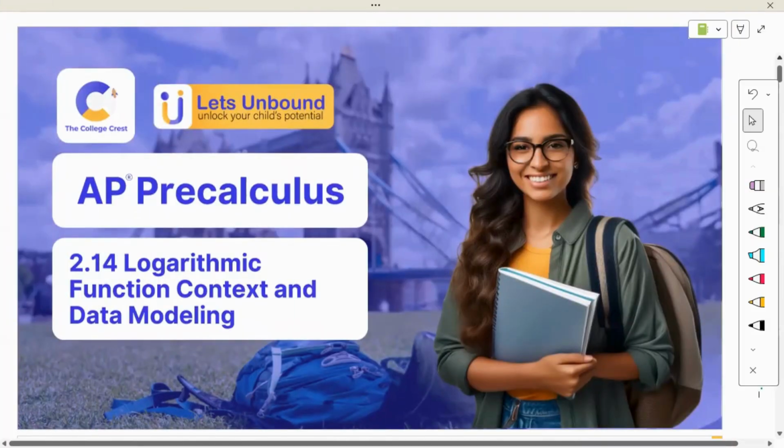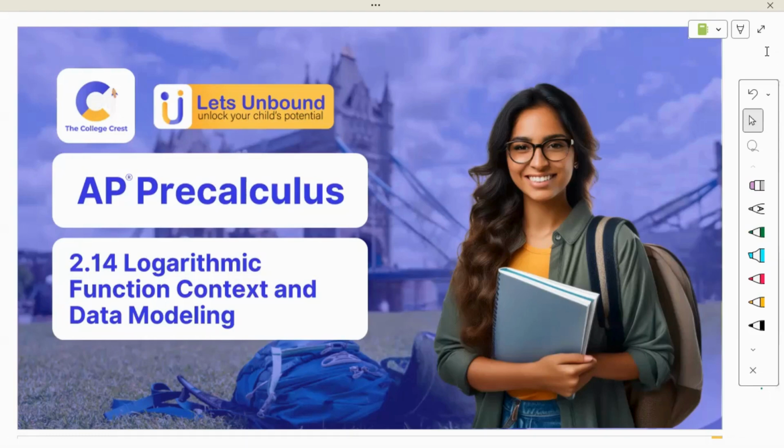So we are in another new episode of AP Precalculus, concept review plus problem solving. And yes, in this video, we will be reviewing the concept of logarithmic function, context and data modeling. And yes, we will solve 3 problems and 1 bonus question for you.